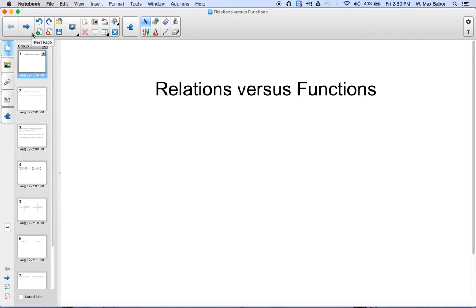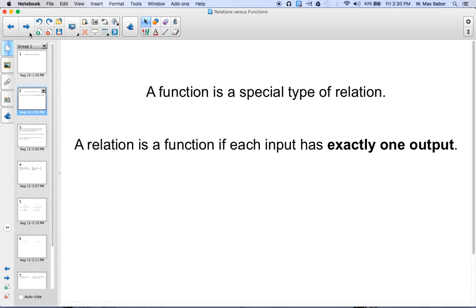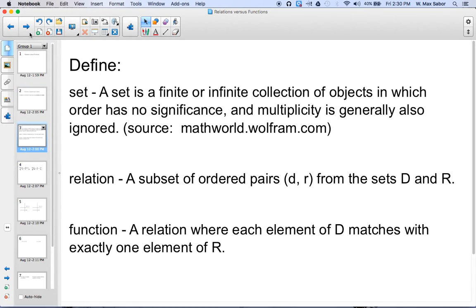Hi guys, today we're going to talk about relations versus functions. A function is a special type of relation. So everything we're going to talk about today is a relation, but some of them are functions and some are not. A relation is a function if each input has exactly one output. That's the most important piece of information, but we're going to make that clearer over the course of the video.